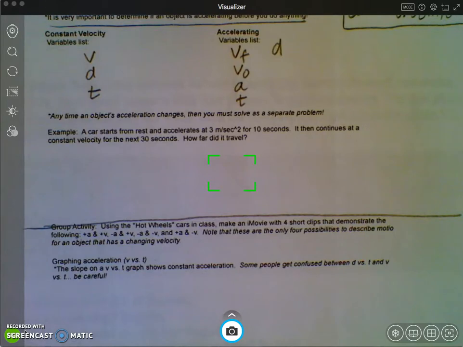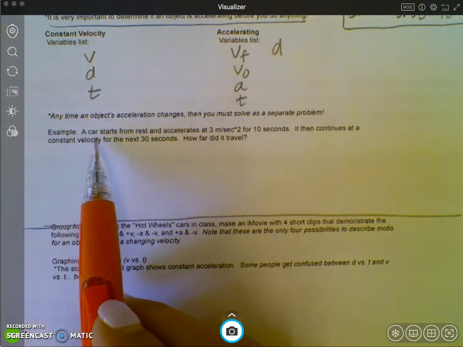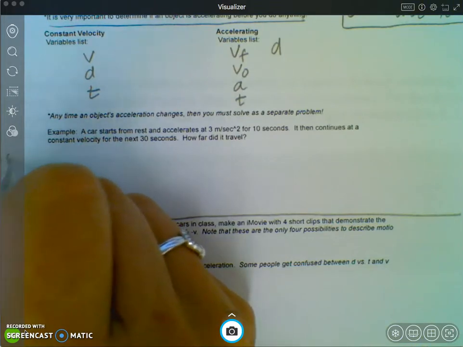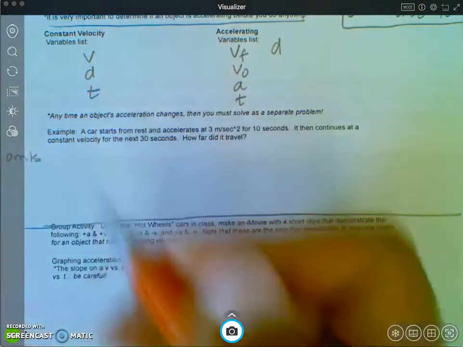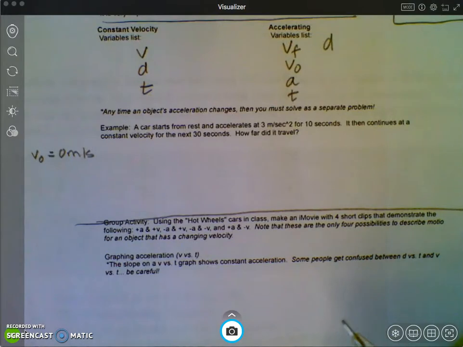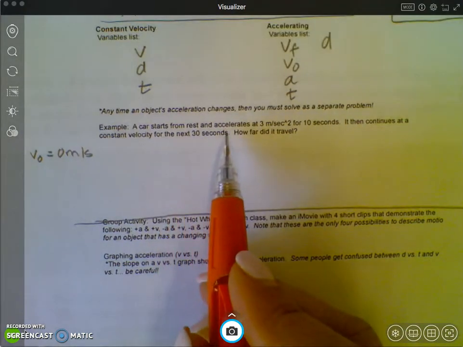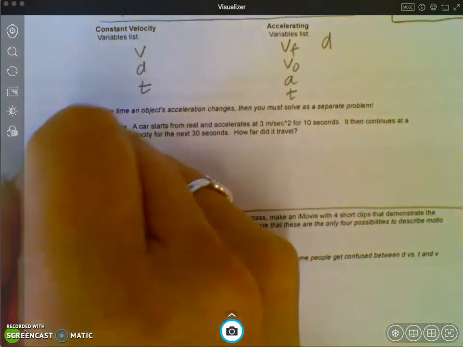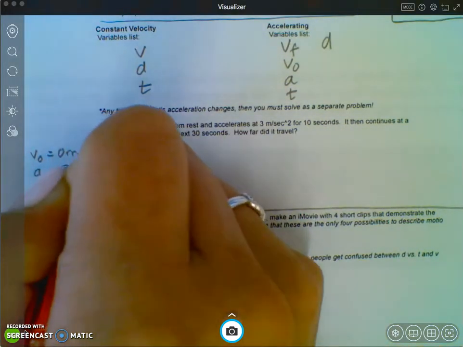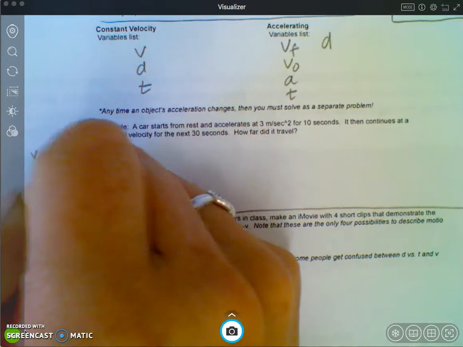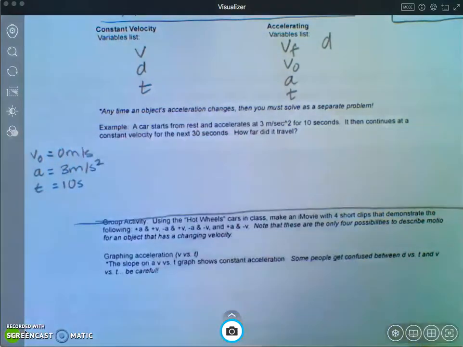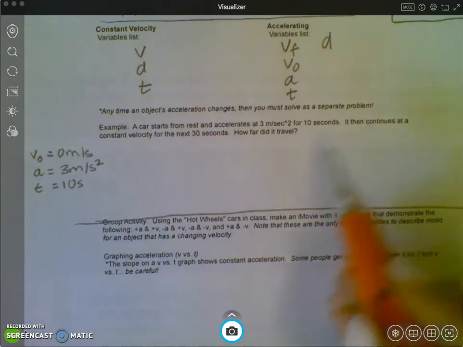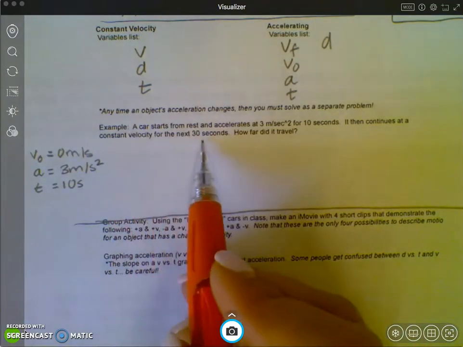Okay, let's make sure we're in focus here. Okay. All right, example. A car starts from rest. Let's write down these things that we're finding out as we find them out. Initial velocity is 0 anytime you see that a car starts from rest. And accelerates at 3 meters per second squared for 10 seconds. Then continues at a constant velocity for the next 30 seconds.